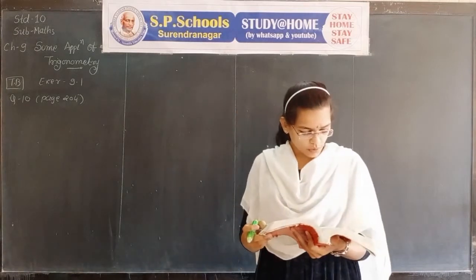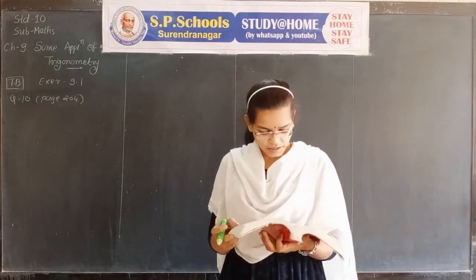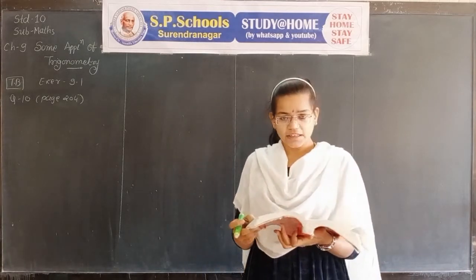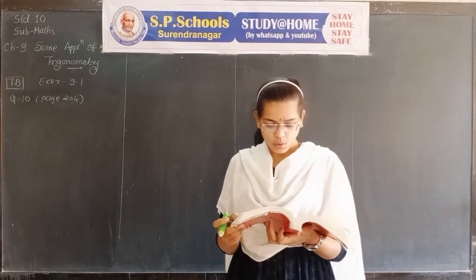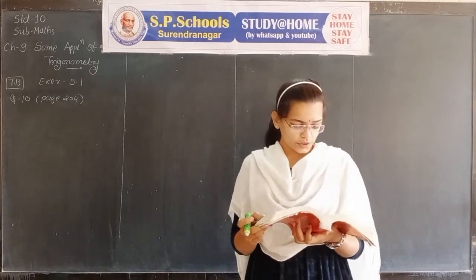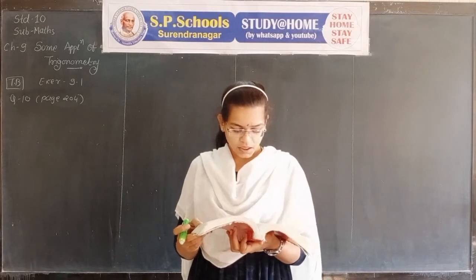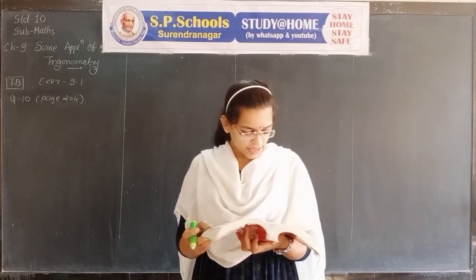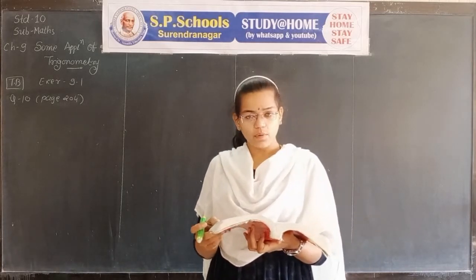Two poles of equal heights are standing opposite each other on either side of a road which is 80 meter wide. From a point between them on the road, the angles of elevation of the top of the poles are 60 degree and 30 degree respectively. Find the height of poles and the distances of the point from the poles.